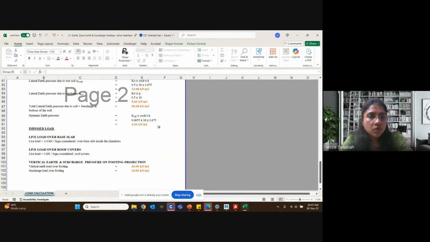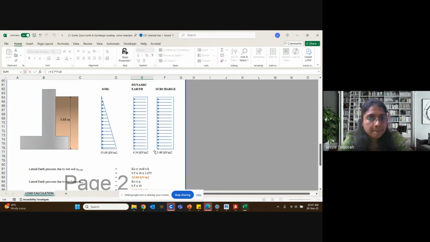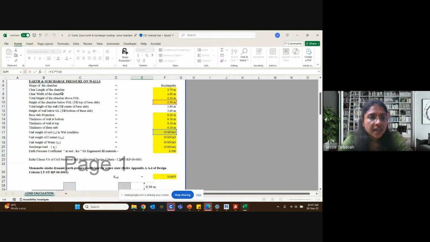Okay, so now coming to imposed load. Live load is 3 kilonewton per square meter, considered over the base slab inside the chamber. Then live load over the roof cover, as per your codes, we are considering 3 kilonewton. Okay, now vertical earth and surcharge pressure on footing projection, vertical earth over foundation. What is the vertical earth load? It is your height into the unit weight of soil. Okay.